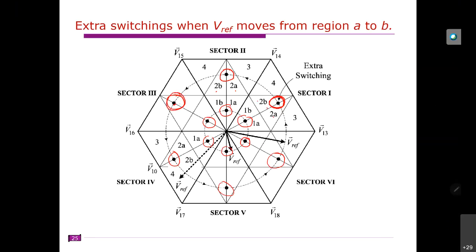So how many extra switches are there in one cycle? 1, 2, 3, 4, 5, 6 extra switchings. In every carrier cycle, one extra switching is there. In every fundamental, you have 6 extra switchings. See, the amount of loss with this extra switching is very small only.